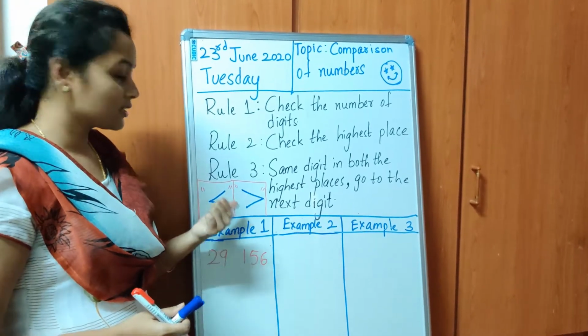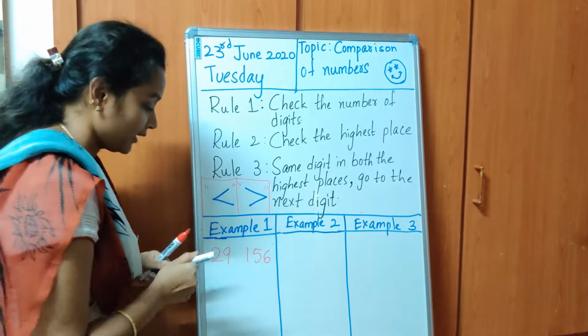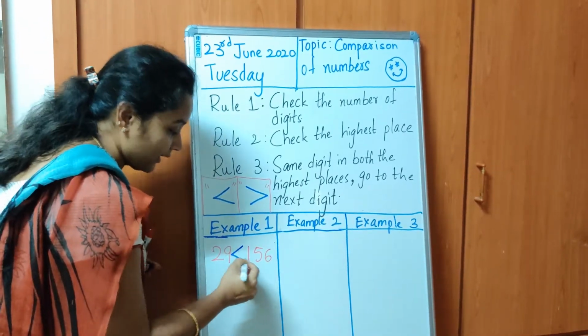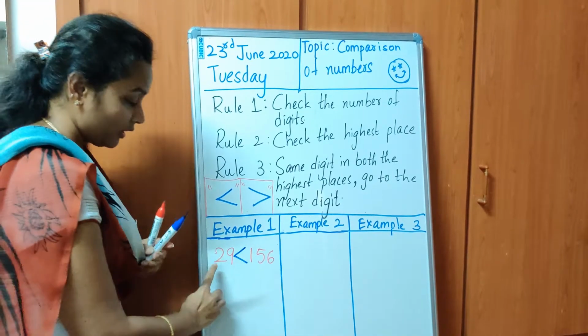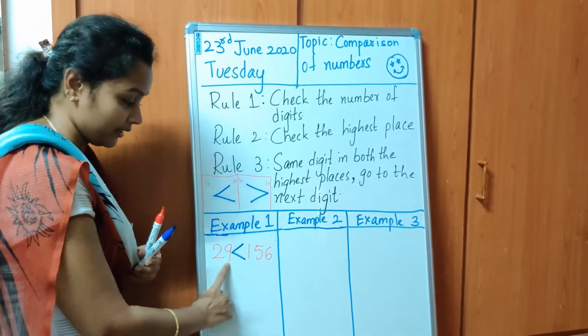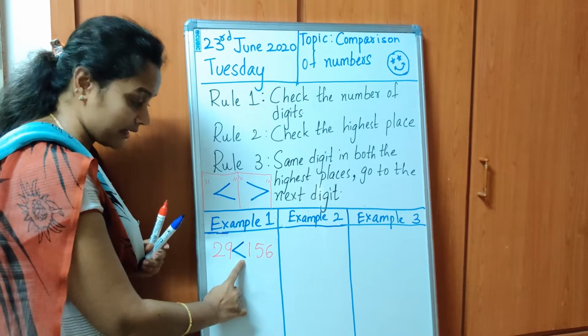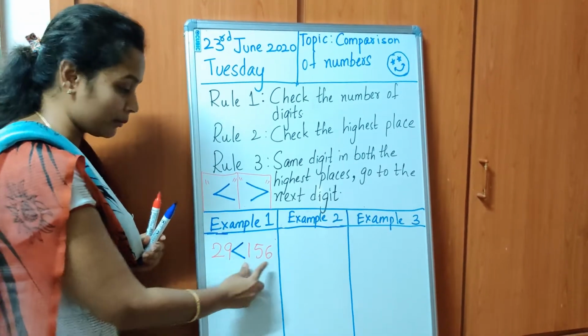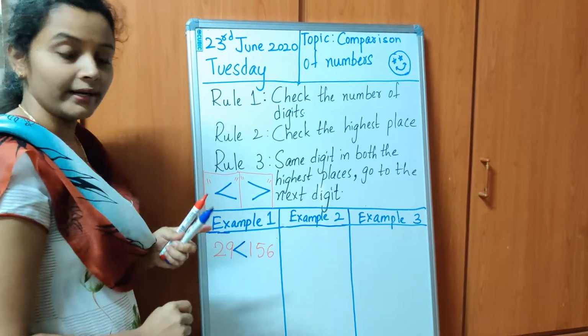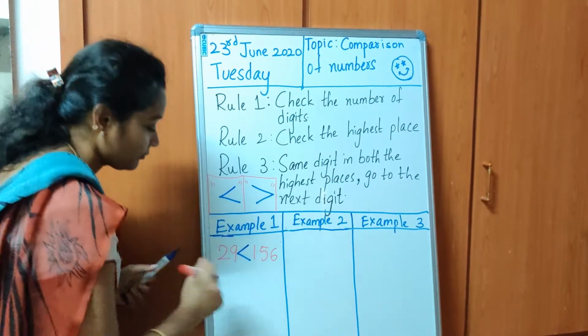Then how do you use the sign? 29 is lesser than 156, right? How do you read this? 29 is lesser than 156 because this is a small number compared to this, right? One more example.